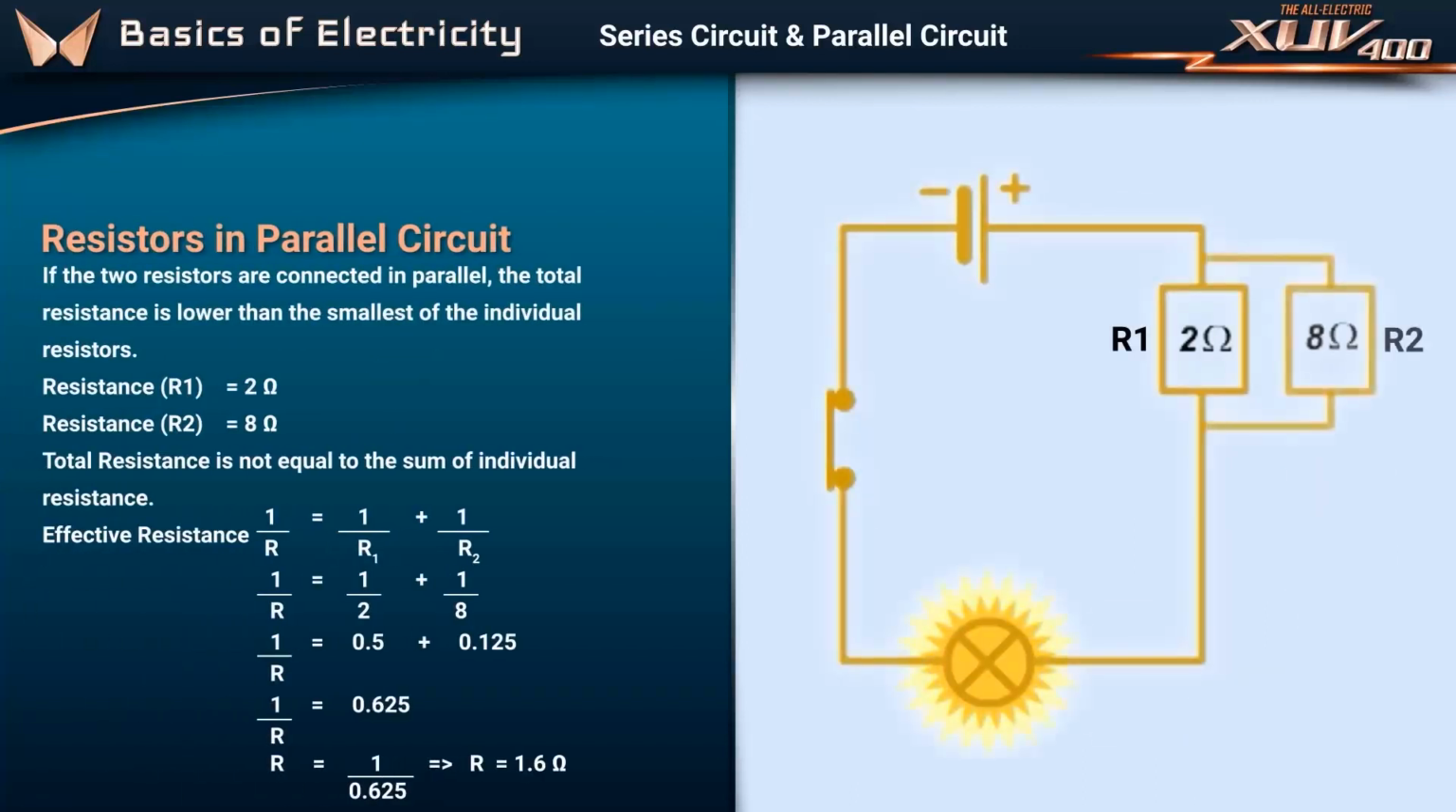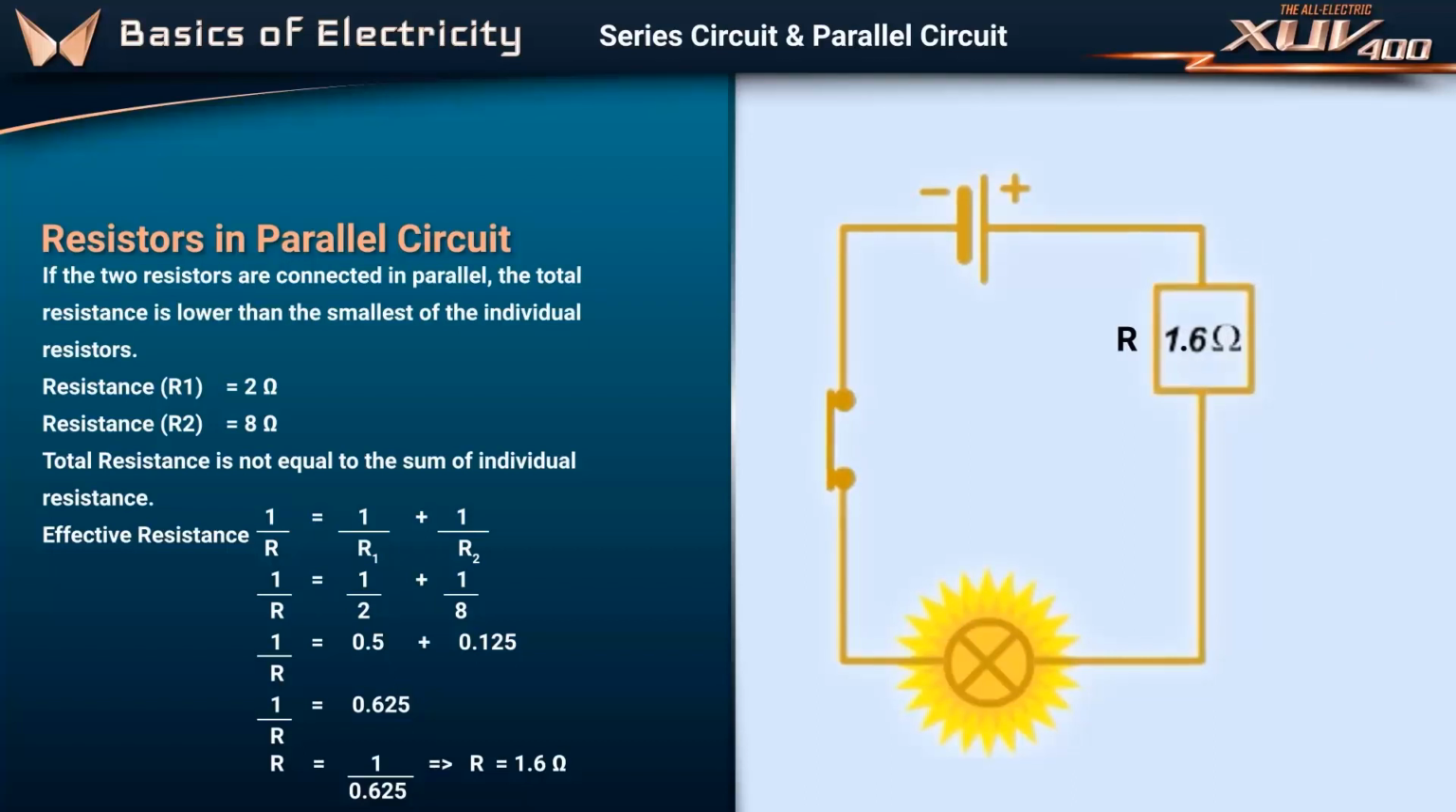Resistors in parallel circuit. If two resistors are connected in parallel, the total resistance is lower than the smallest of the individual resistors. Resistance R1 is equal to 2 ohms. Resistance R2 is equal to 8 ohms. Total resistance is not equal to the sum of individual resistances.